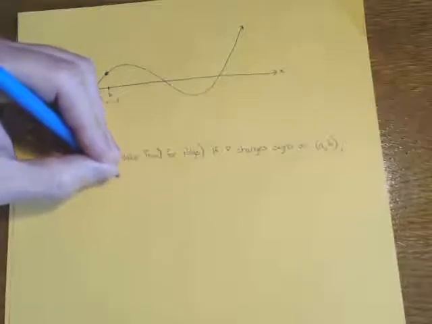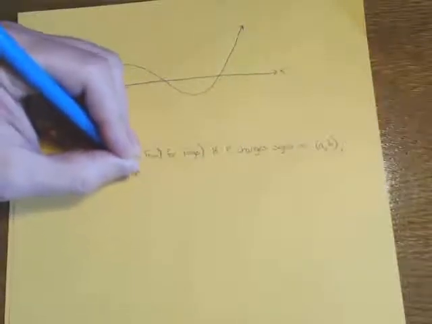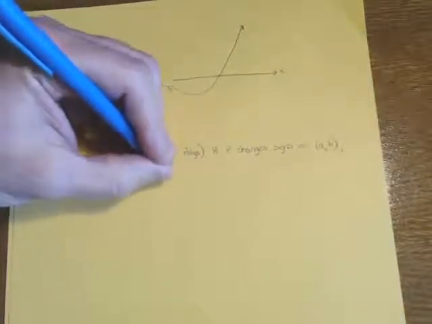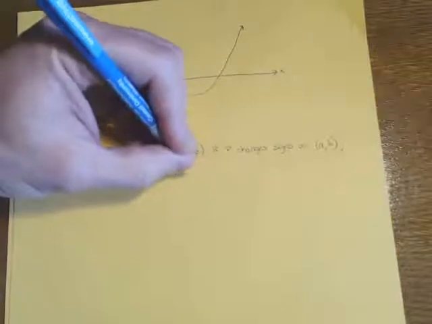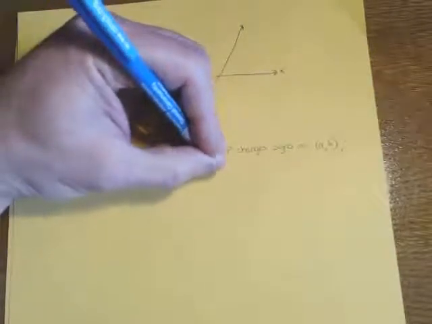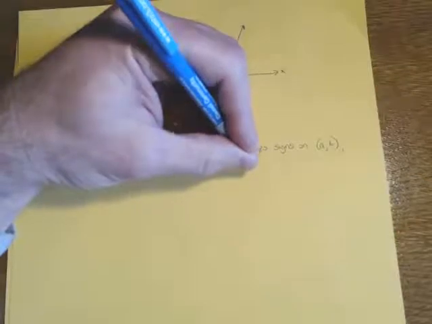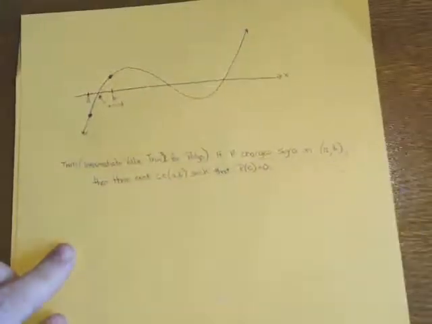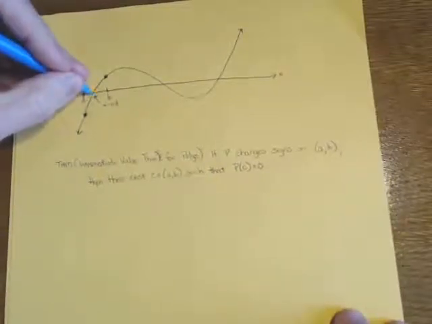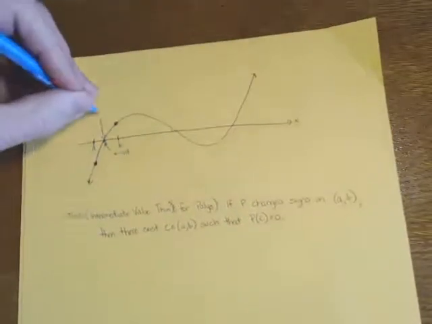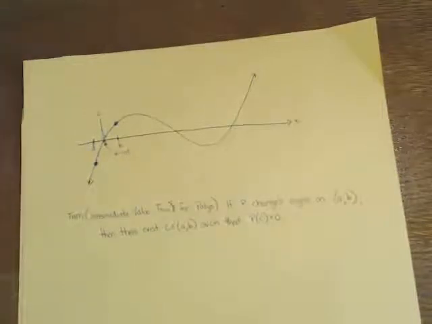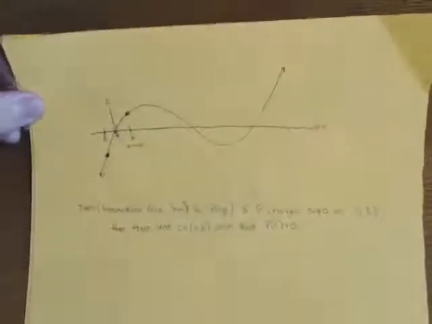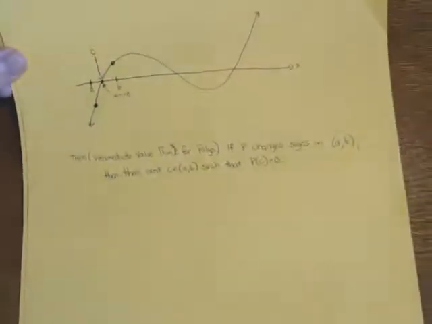then there must be, or there exists, a point C in that interval from A to B such that P evaluated at C must be 0. That should be very obvious, right? There's a point C, that point right there, the x value of C, where P at C definitely is an output of 0. So that's the intermediate value theorem for polynomials.